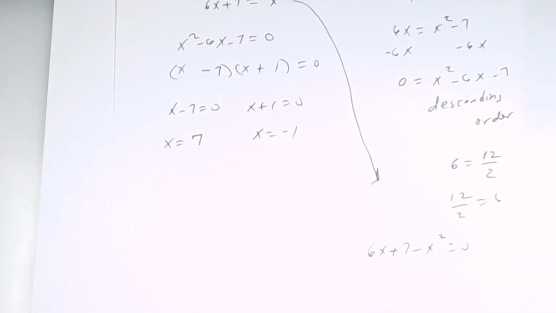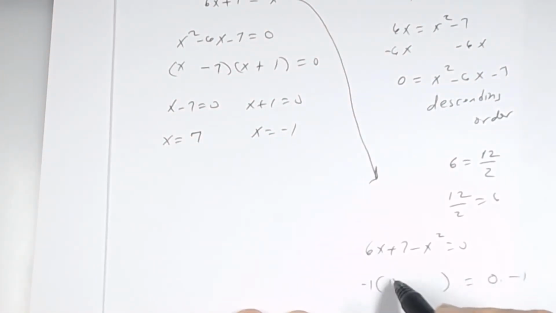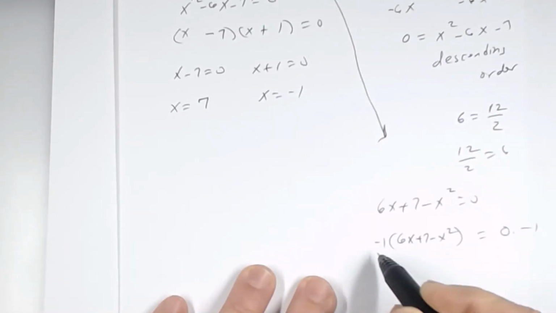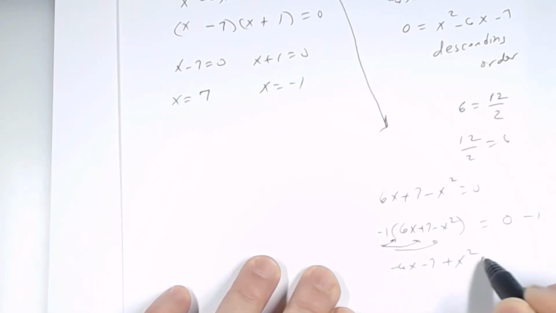Do you agree with that? But remember, we made the statement that it is a lot easier to factor if the coefficient of x squared is positive. Remember, what you do to one side, you do to the other. So you just multiply everything by negative 1. When you multiply by negative 1 and distribute, I get negative 6x minus 7 plus x squared equals 0.